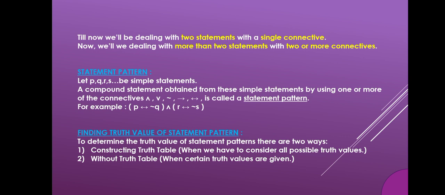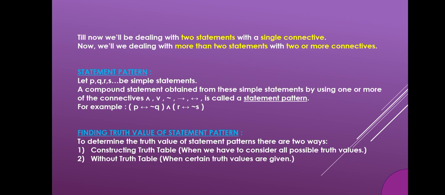Let P, Q, R, S be simple statements. A compound statement obtained from these simple statements by using one or more of the connectives like and, or, negation, implication, double implication, is called a statement pattern. For example, P if and only if not Q, and R if and only if not S.